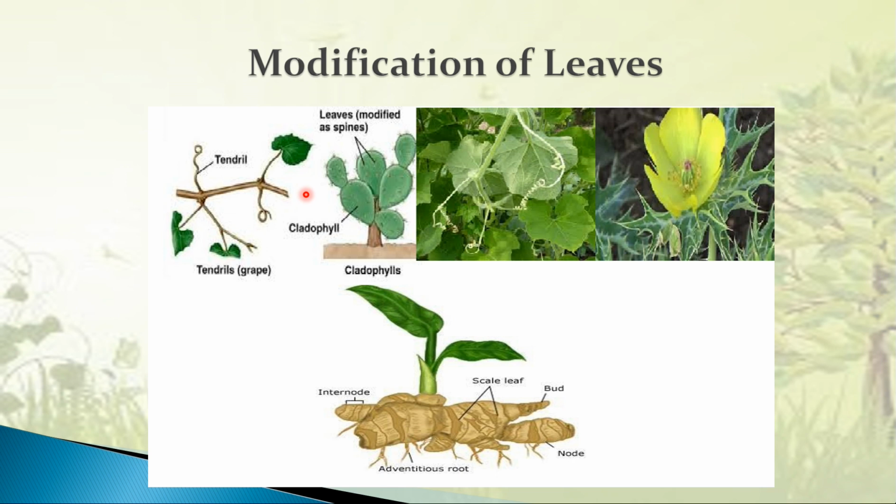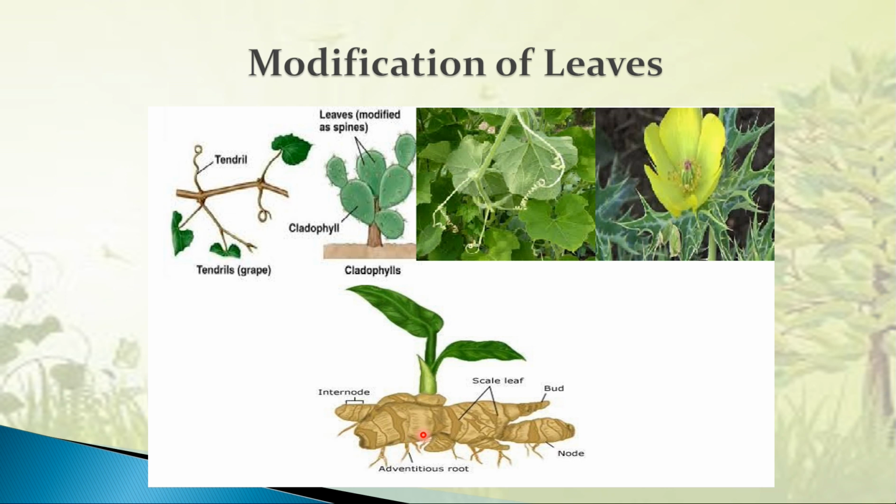Now, spines. Spines are present in the cactus. The main function of spines is conservation of water, and they also protect from animals. Spines help to avoid excess loss of water by transpiration, and they also protect the plant from animal grazing.